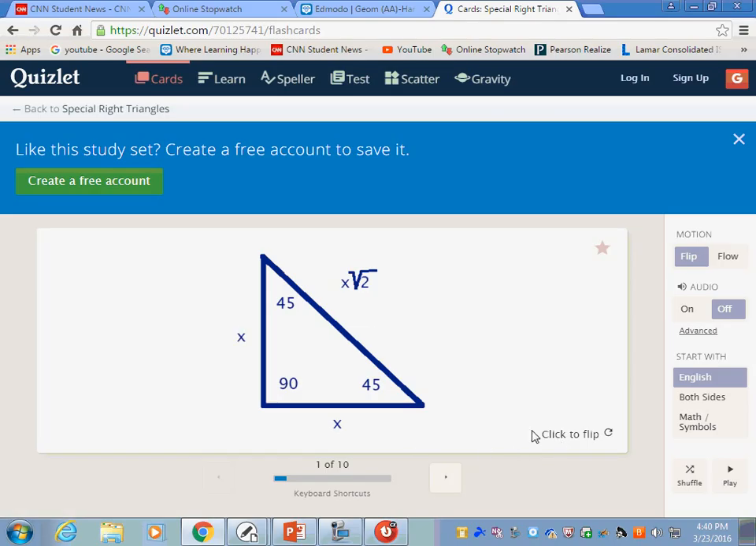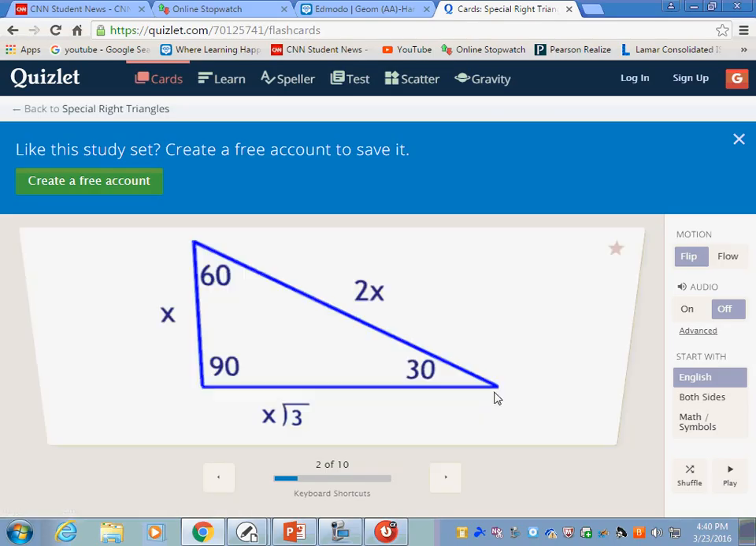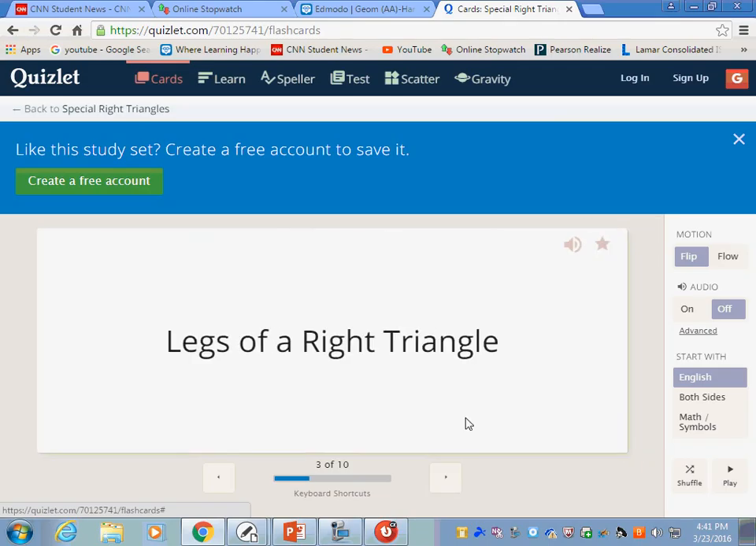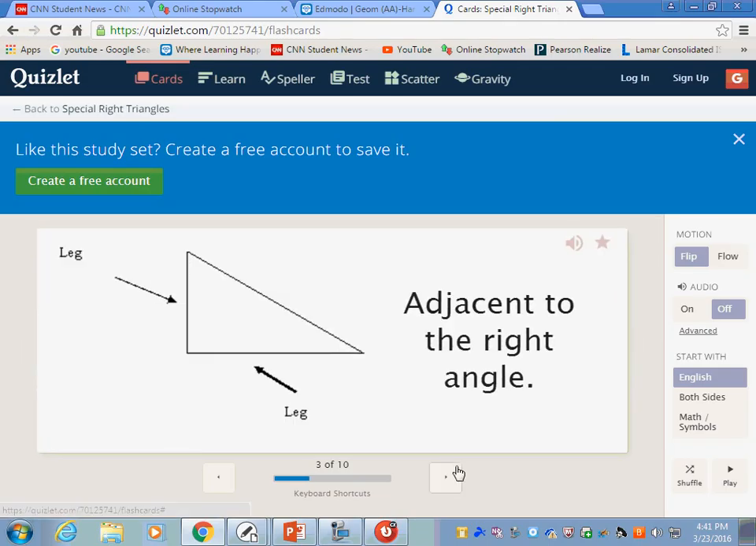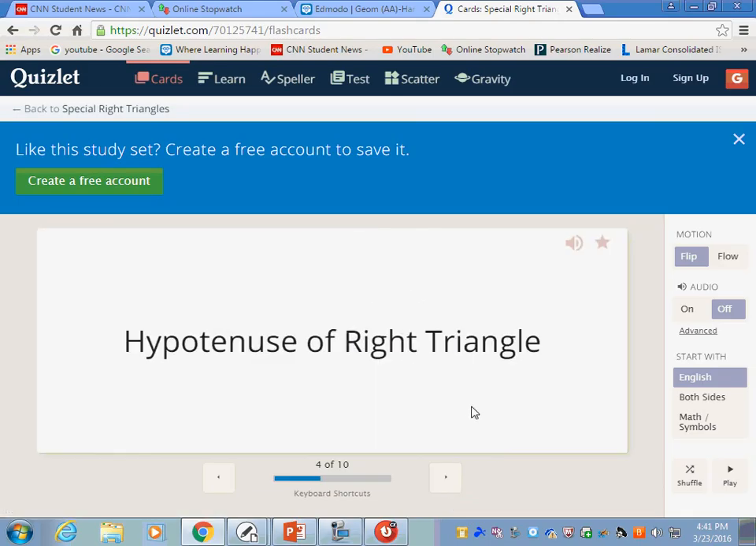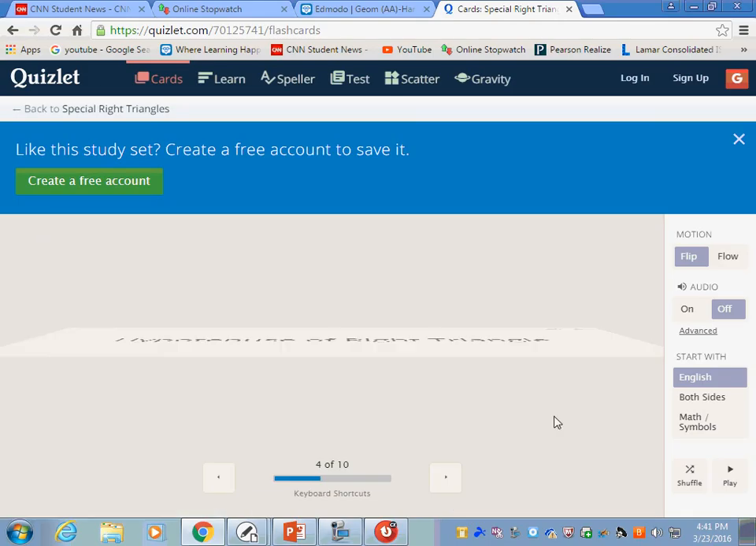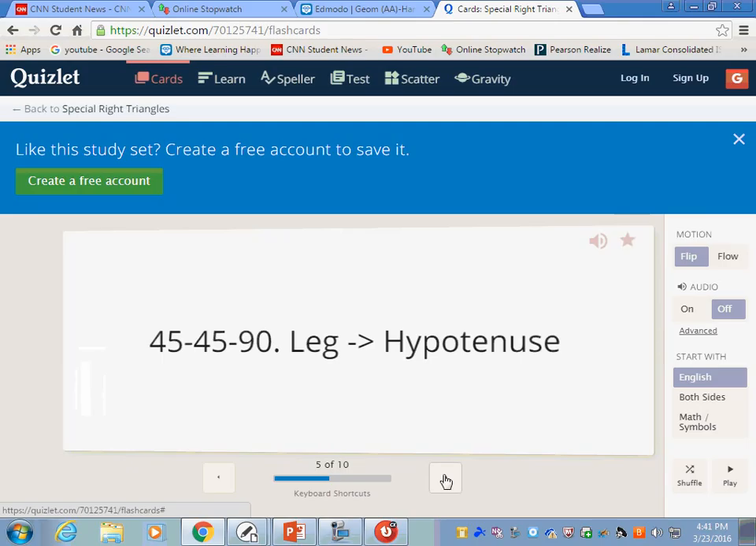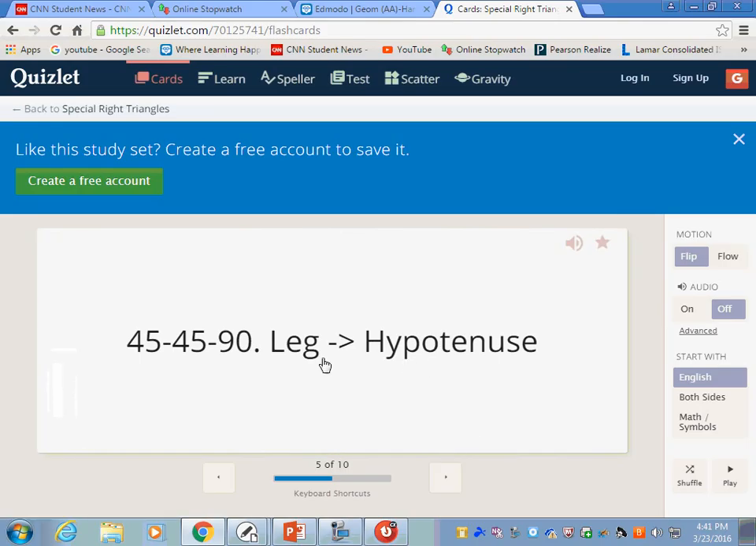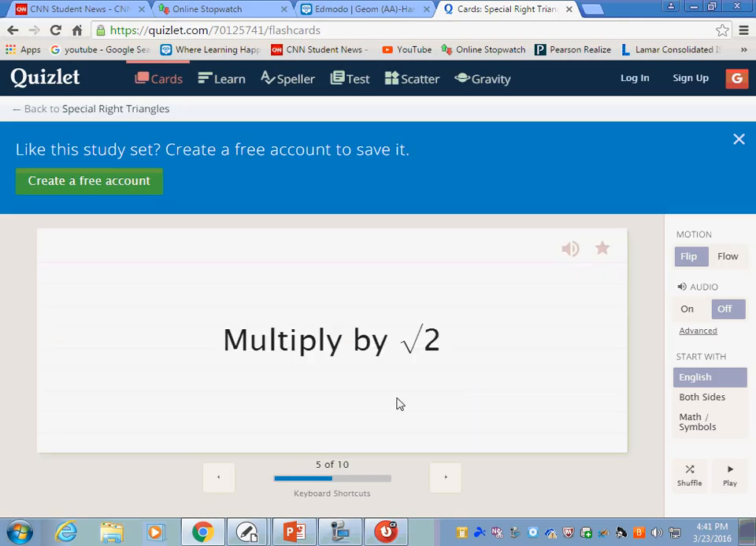If I go to the next one, the formula, see if you know your formulas. Legs of the right triangle, what do you know about those? Adjacent, they make the right angle. The hypotenuse, opposite the right angle. These are just facts to help you. If I go to a leg to a hypotenuse, they want to know what would you do in a 45, 45, 90. Multiply by square root of 2. These are good things to use to check to make sure you have retained the information.